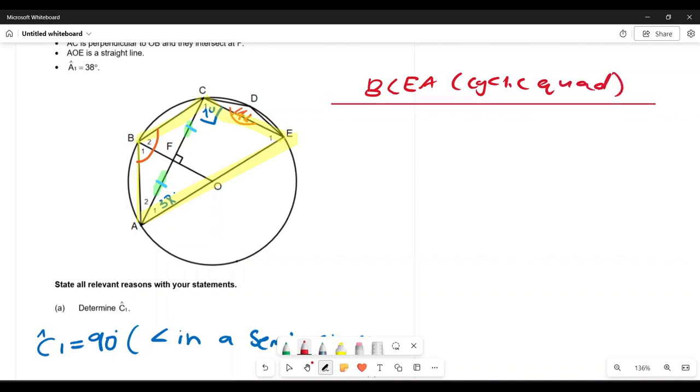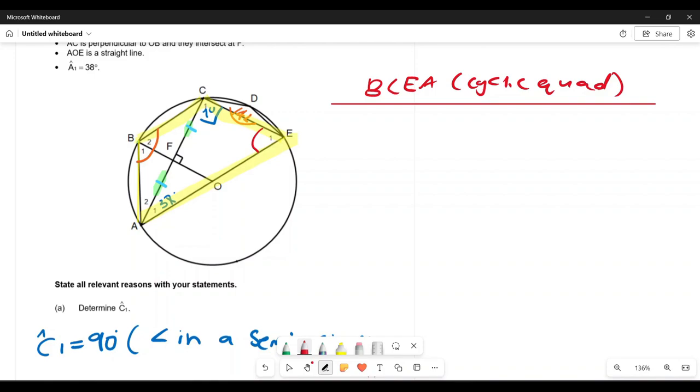Remember, the opposite angles of a quad: if I could find E1, can you agree that if I take E1 and add it to angle B, they must equal 180? Why is that? Because they are opposite angles of a cyclic quad. Now, if I could find E1, this would enable me to find angle B. So how would I find E1?